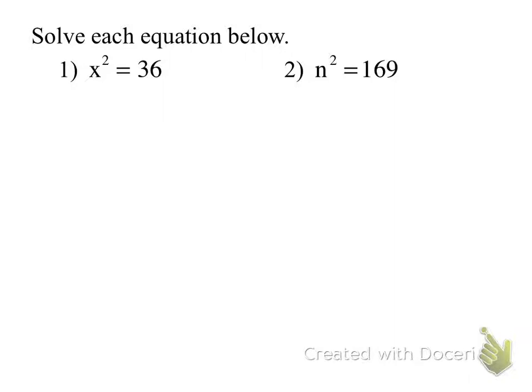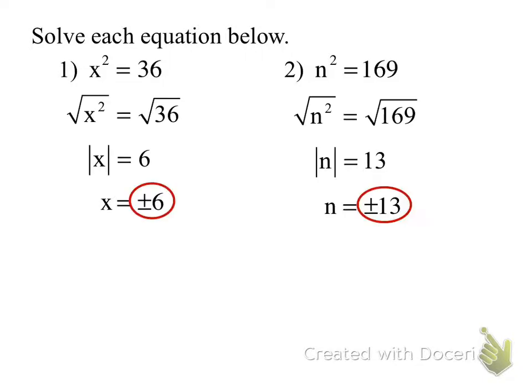All right. So now let's go. Number 1 and 2, I want you to pause the recording, and I want you to do exactly those steps with x squared equals 36 and n squared equals 169. Okay, check your work.